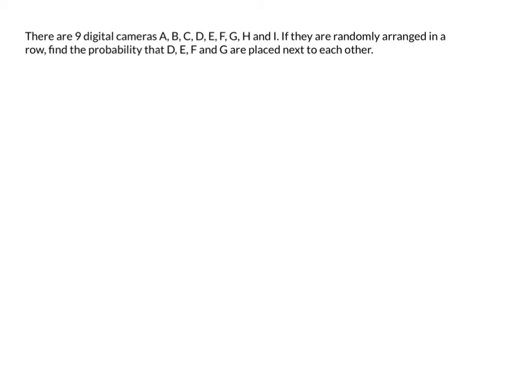Now let's have a very quick look at this quick question here. So we have 9 cameras named A, B, C, D, E, F, G, H, and I respectively. If we're going to arrange them in a row, find the probability that D, E, F, and G are placed next to each other. So these 4 are sitting next to each other.